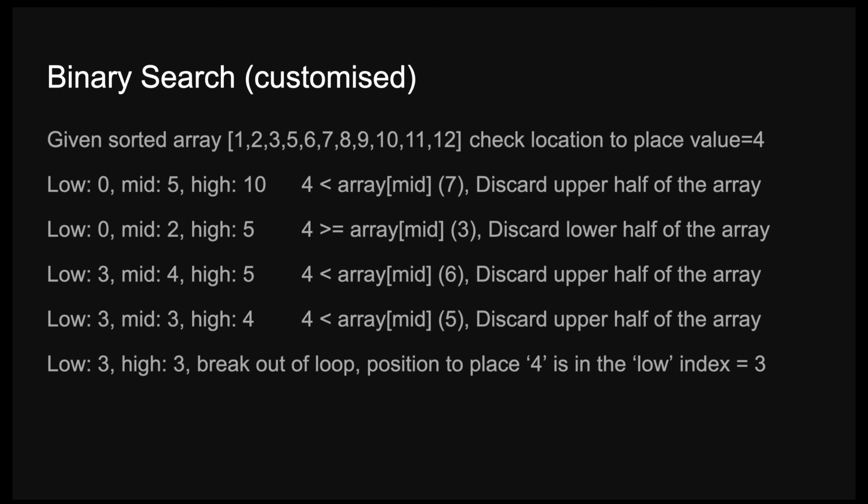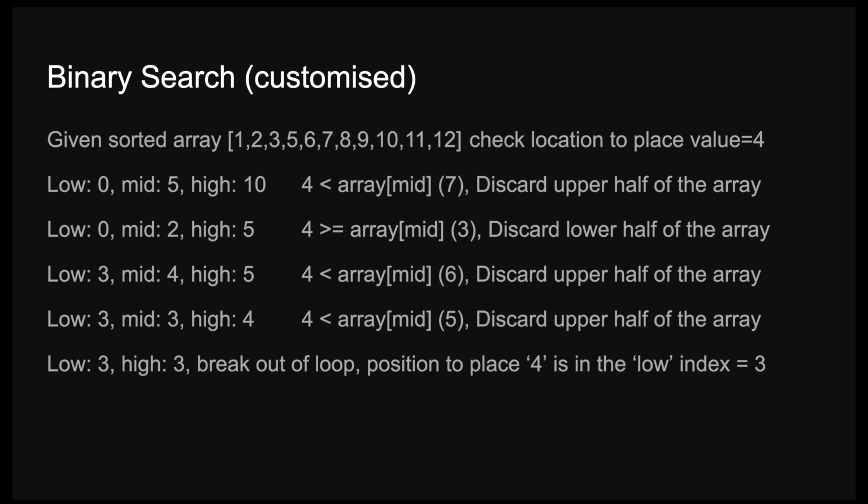So as in the usual binary search, we have the low initialized to 0, the mid to the middle of the array, and the high to the last element. The mid is used to divide the array into 2 parts. We first look if our value is in the first half, then we discard the second half. If it is in the second half, we discard the first half. So in this case, 4 is less than the middle element 7, so we discard the upper half of the array.